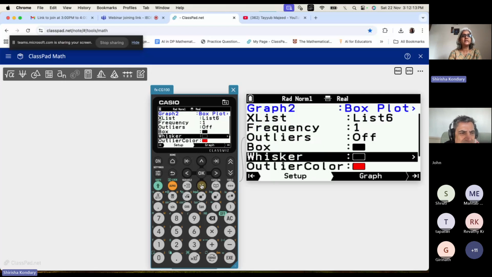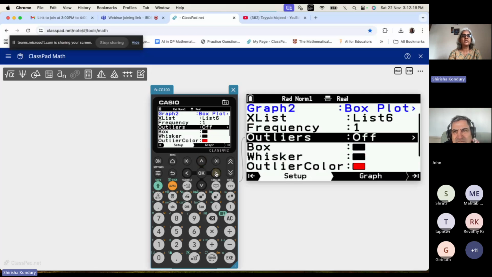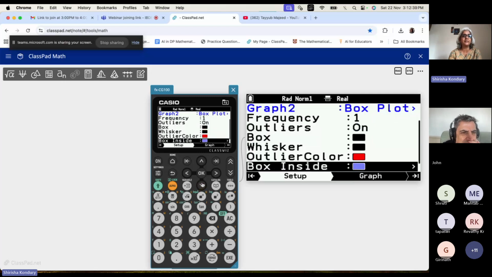Do I want the outliers to be seen? Yes, I want the outliers to be seen, so I'm going to keep it on. I hope everyone knows that there is a formula that is given to us for outliers. It's either 1.5 times interquartile range more than the Q3 or 1.5 times interquartile range lesser than Q1. So that's what they are saying, that do you want to see them in your diagram?